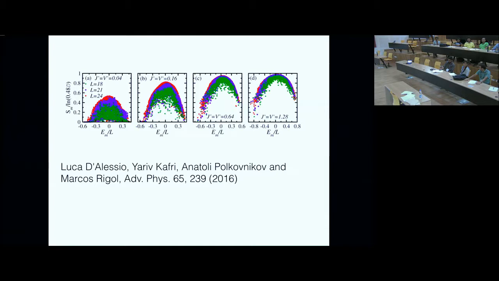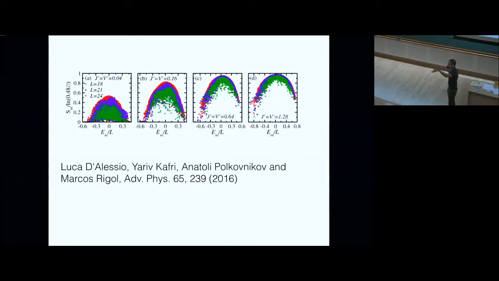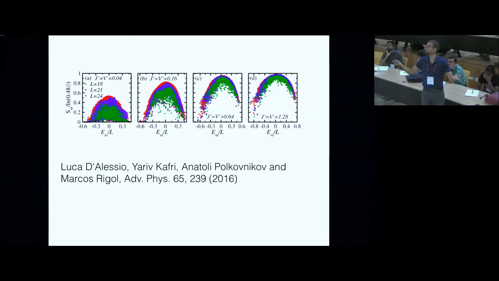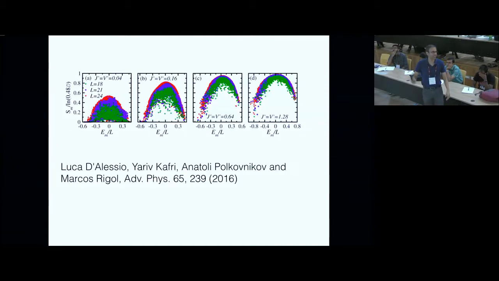Of course, the issue here is whether you are actually getting to a large enough system size, in the sense that you're close to the thermodynamic limit. It turns out that L equal to 24 and L equal to 21 seem to be doing an okay job. L equal to 18, on the other hand, not so much. But this is the best you can do with these systems.